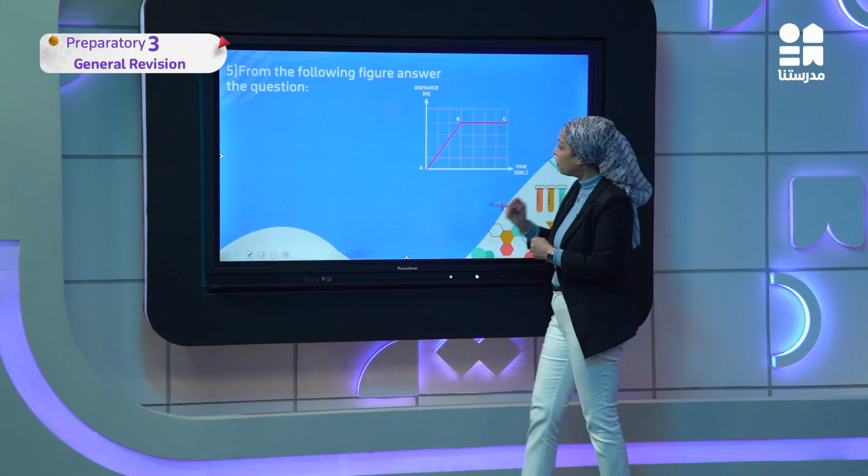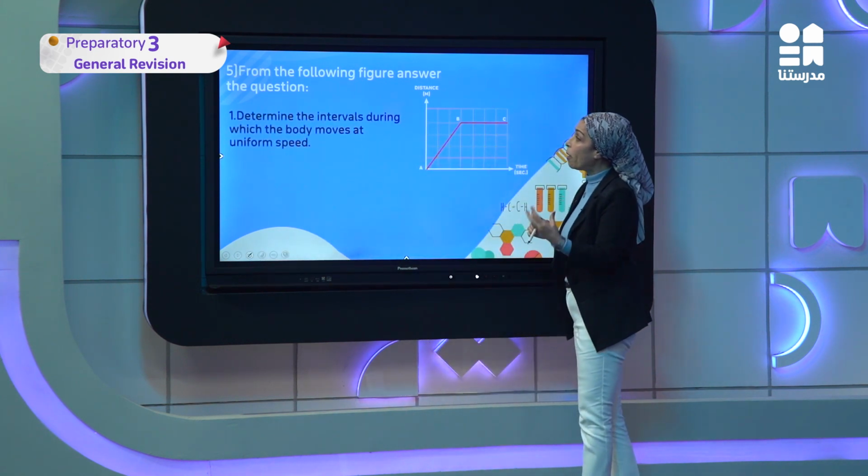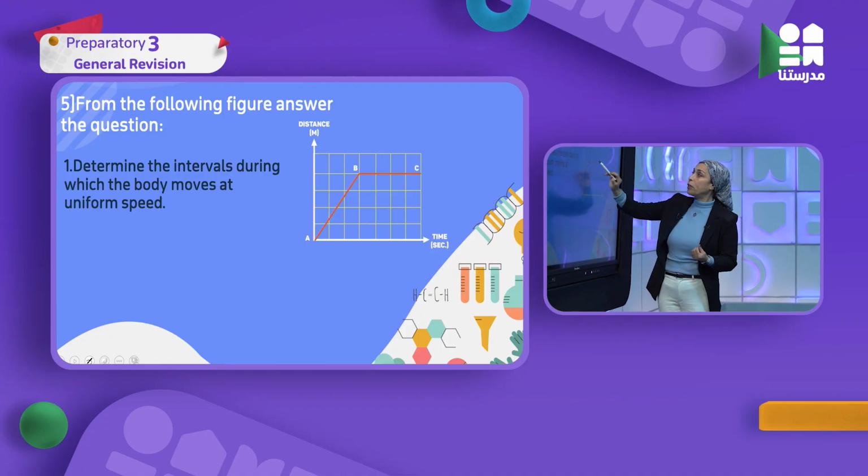It's very easy. Look here. He wants me to determine the intervals during which the body moves at uniform speed. I said before, we learn how we can analyze the graph. Now we see how any graph you can analyze. Here, a car is moving from A to B to C.